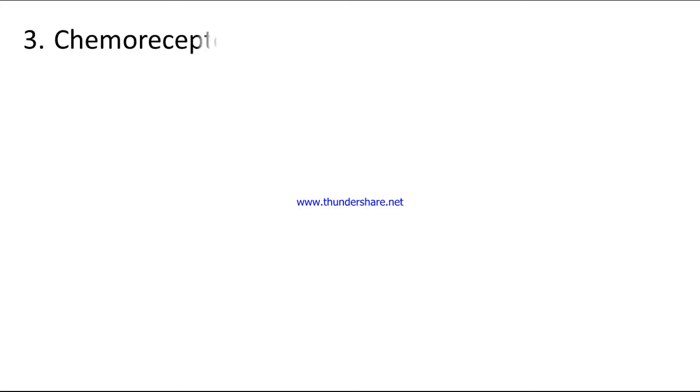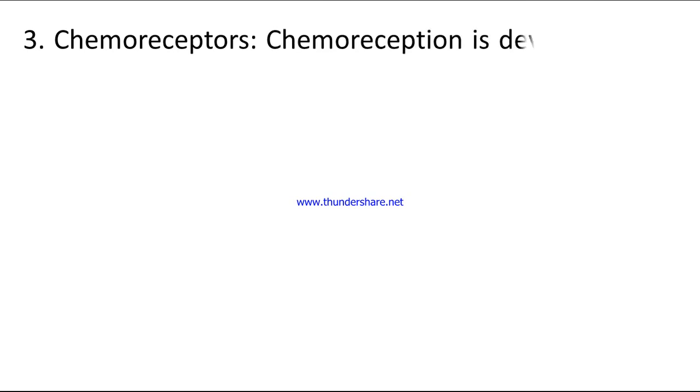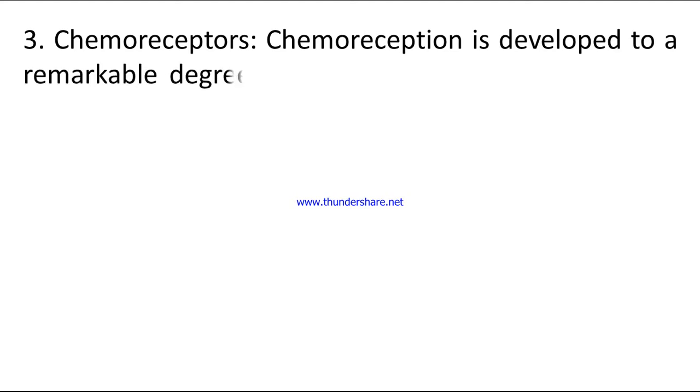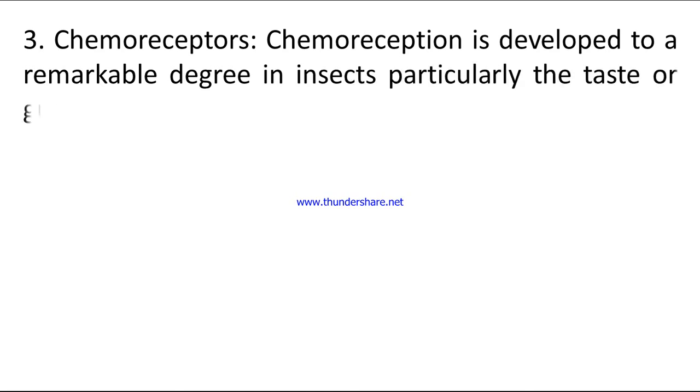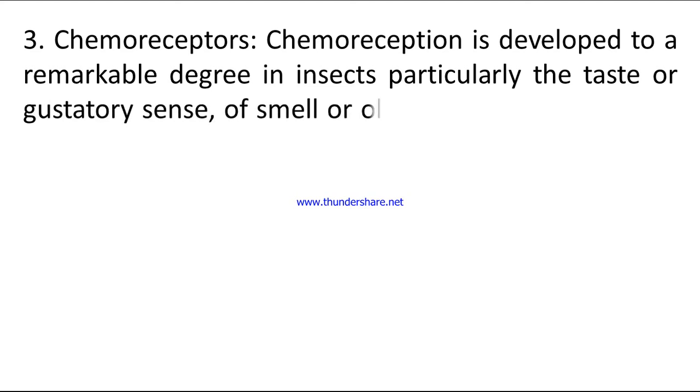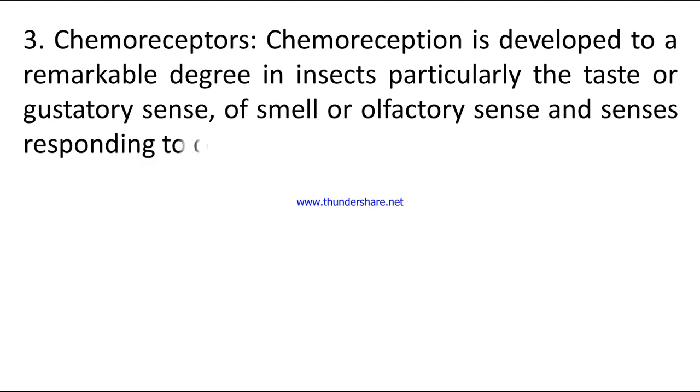Number 3. Chemoreceptors. Chemoreception is developed to a remarkable degree in insects, particularly the taste or gustatory sense, the sense of smell or olfactory sense, and senses responding to common chemical stimuli.